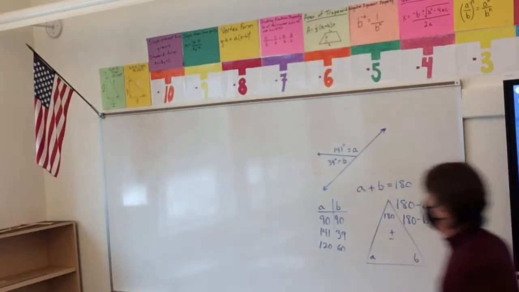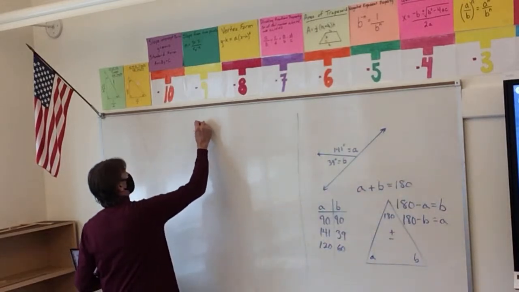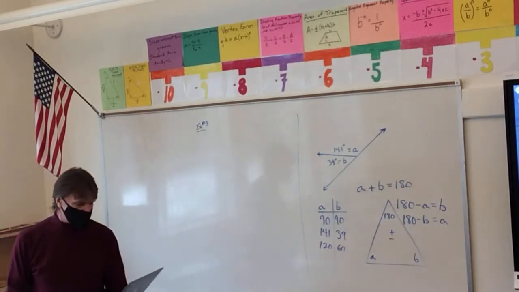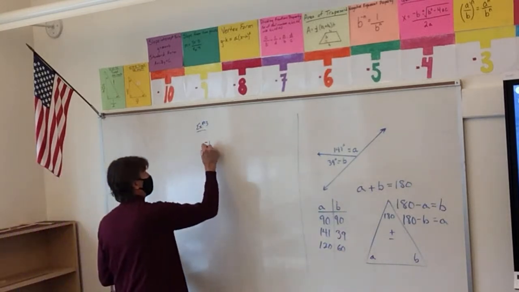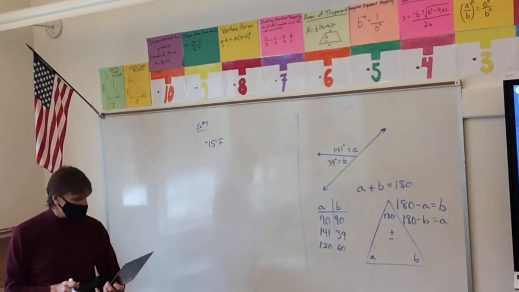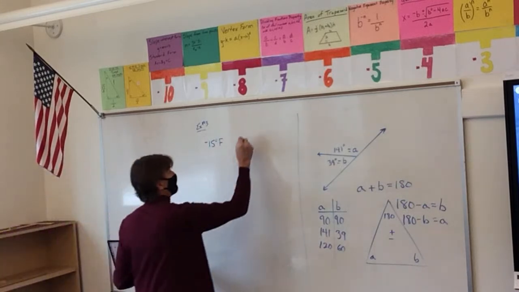So I'm going to write this out for you over here. It says it was 15 degrees below zero. So you say that that's minus 15? Okay, and write that down. It says later that day the temperature was 3 degrees above zero. So is that positive or negative? Positive.